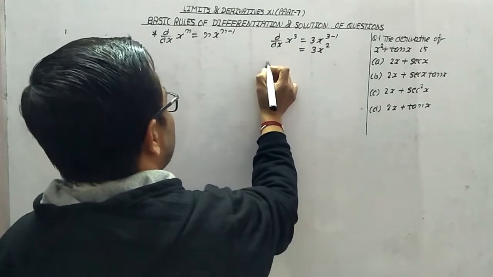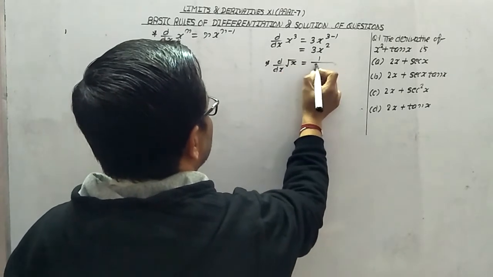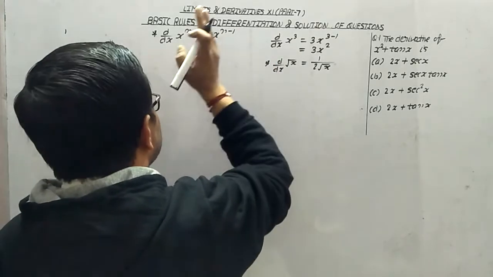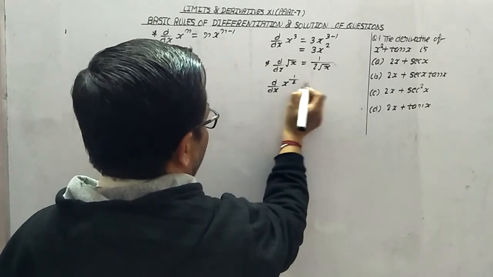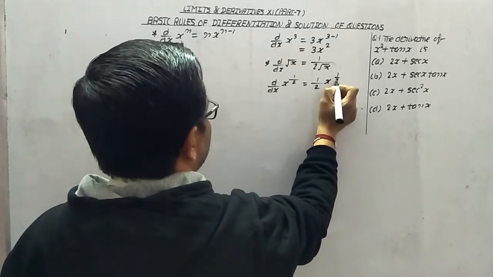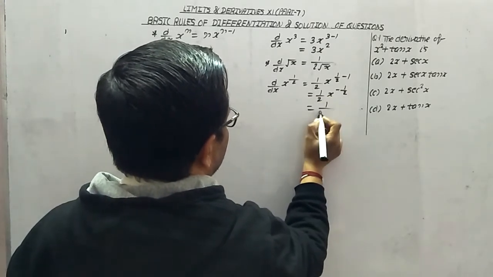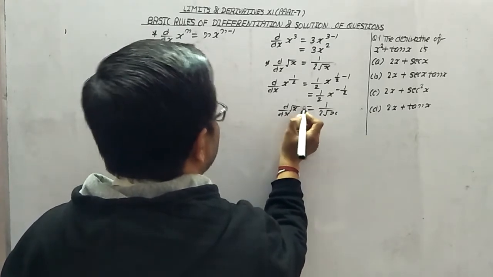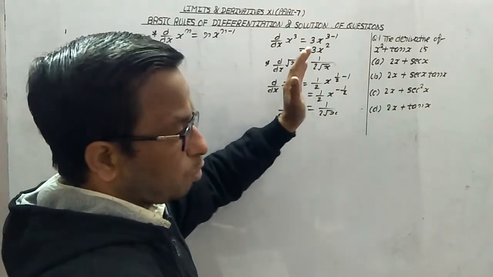Now there are two basic rules related to this. d by dx of under root x is always equal to 1 upon 2 root x. How does this come? By using this basic rule only. Look at this: d by dx of root x means x raised to power half. This becomes half into x raised to power half minus 1, which is half into x raised to power minus half, which is 1 upon 2 root x. This rule is very important, and we will use it directly without any explanation. So d by dx of root x is equal to 1 upon 2 root x.